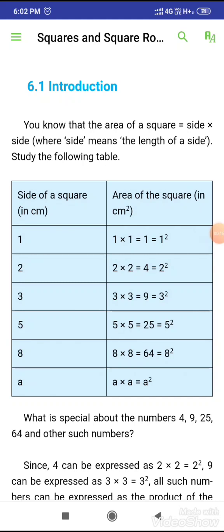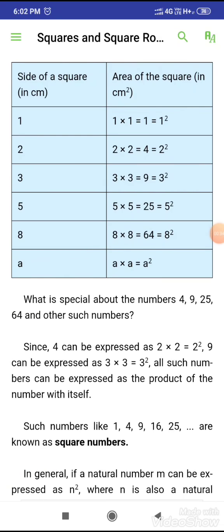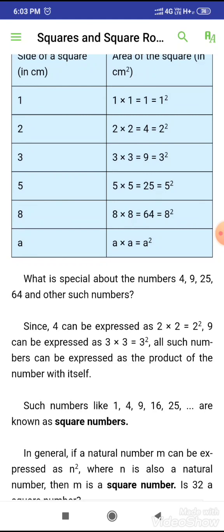In your previous classes, you had learned about the various kinds of numbers like natural numbers, whole numbers, integers and rational numbers. So square numbers is one of the kinds of numbers. So how can we obtain a square number? First question in front of us, how can we obtain a square number?